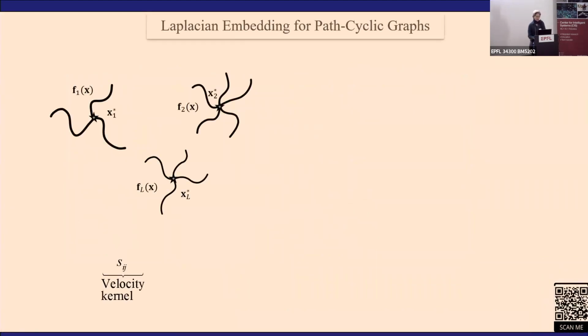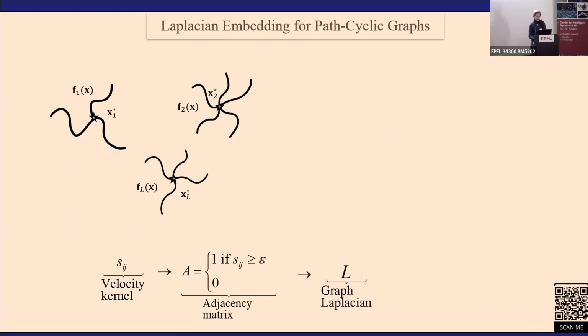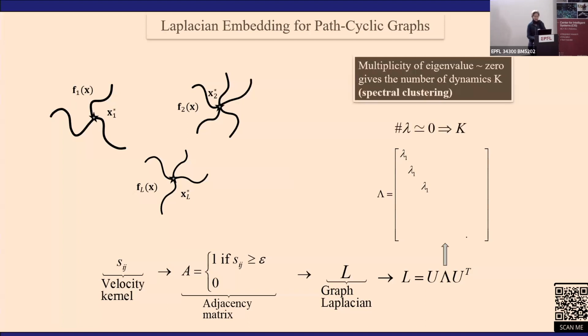Now, imagine that we have all those dynamics. We have this velocity kernel. We create the adjacency matrix. From this, we create the graph Laplacian, as is usual in graph theory. And then we do an eigendecomposition of the graph Laplacian. And we look at the eigenvalues, and it's been done for decades, and people know that this is the basis of spectral clustering: you can just look at the multiplicity of the eigenvalue 0. If it's completely disconnected, or almost disconnected, it's close to 0, and then you can cut off and discover the number of clusters.